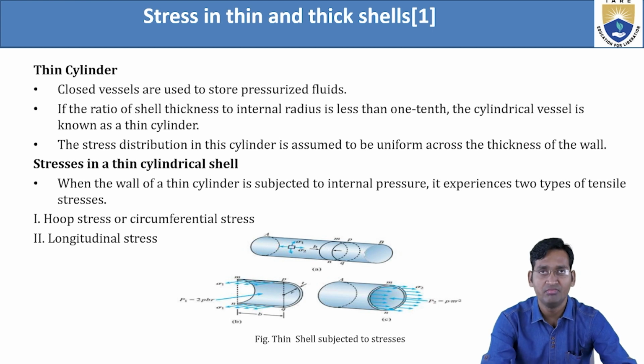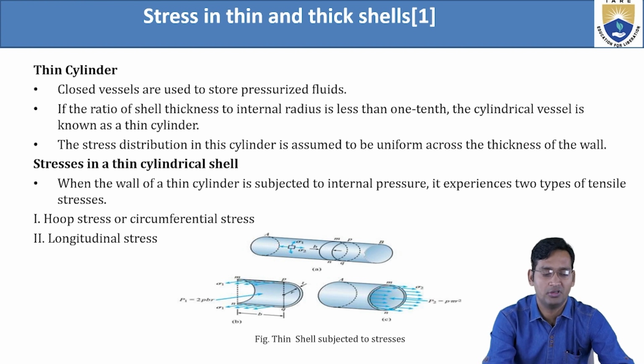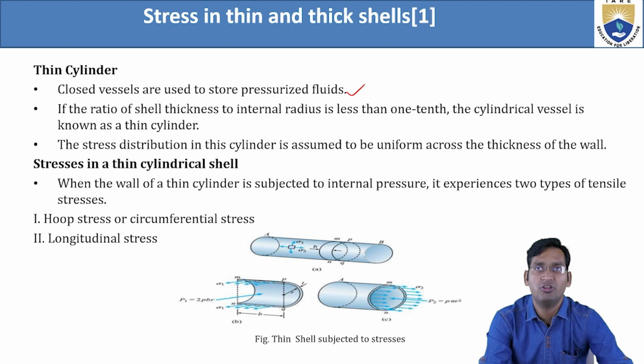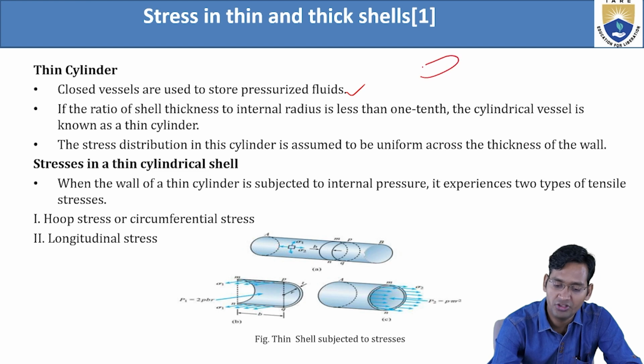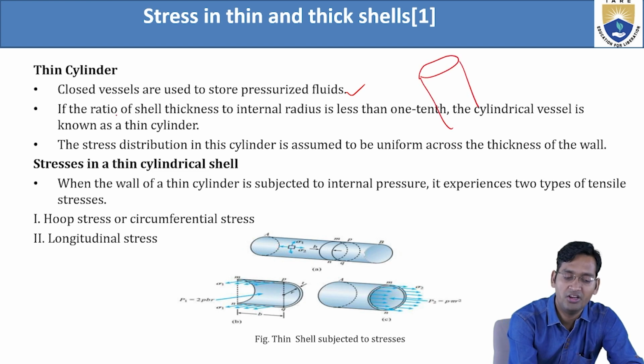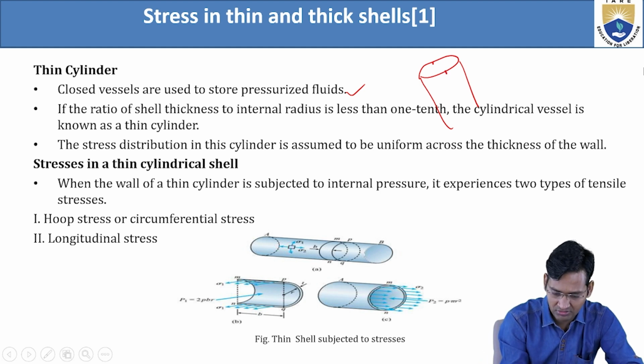Okay. Now stress in thin and thick shells. Thin cylinder first. What is a thin cylinder? Closed vessels are used to store pressurized fluid. If the ratio of shell thickness to the internal radius is less than 1/10, the cylindrical vessel is known as a thin cylinder. Means whatever the thickness is, the ratio of shell thickness to the internal radius is less than that. So how much is this thickness? This thickness divided by the radius, or just take an example.